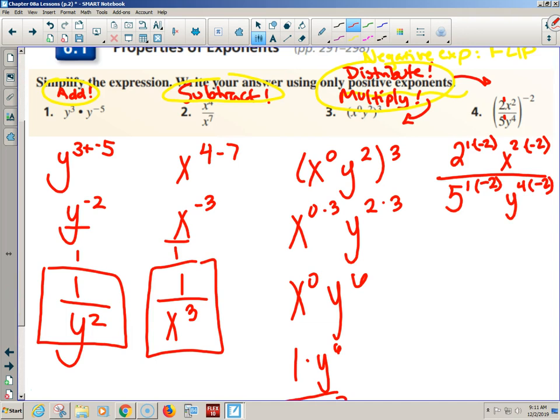Now, when I go ahead and start distributing all of this, I get 2 to the negative 2, x to the negative 4, 5 to the negative 2, and y to the negative 8. Ugh.